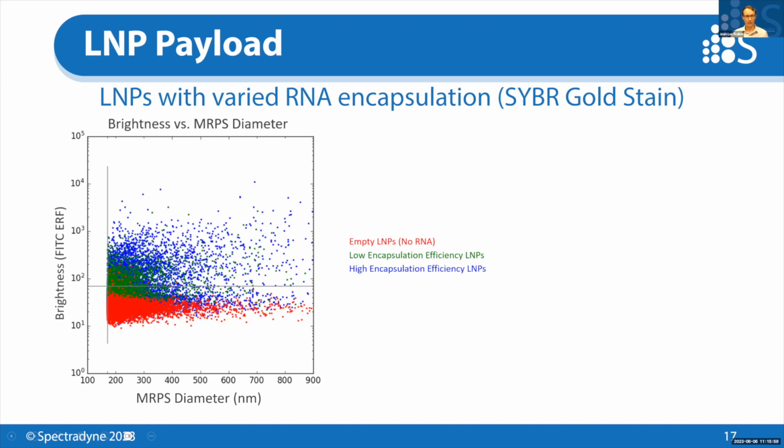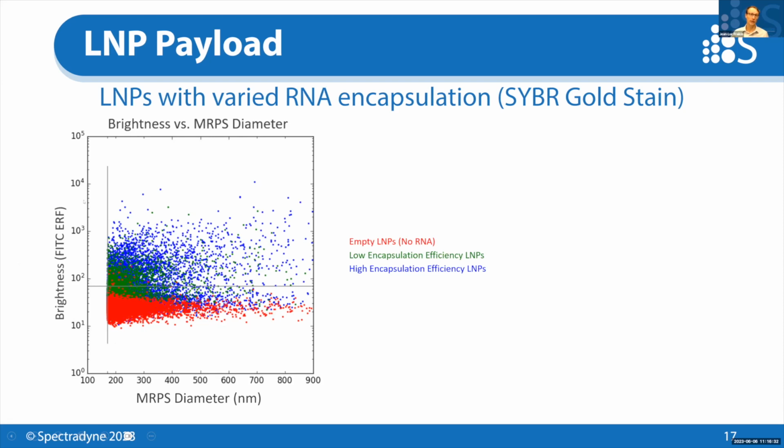If we look at the red sample, the no RNA, the empty LNP sample, there's very little fluorescence, as expected. Then the low encapsulation efficiency ones are shown in green, and there are definitely more fluorescent particles in this sample. And in the blue are the high encapsulation efficiency LNPs, and we can see just qualitatively from this graph that there are more brighter particles in the high encapsulation efficiency LNP formulation than in the low encapsulation efficiency formulation. So that's a good start, and we're already quantitative.